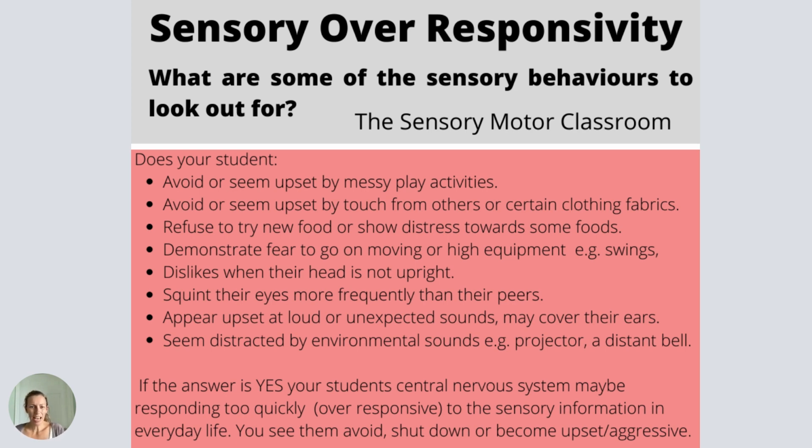Do they squint their eyes more frequently than their peers? Do they appear upset at loud or unexpected sounds and may cover their ears? Or do they seem distracted by environmental sounds such as a projector or distant bell? If the answer is yes, your student's central nervous system may be responding too quickly, so over-responsive to sensory information in everyday life. Now you may see them avoid, shut down or become aggressive.